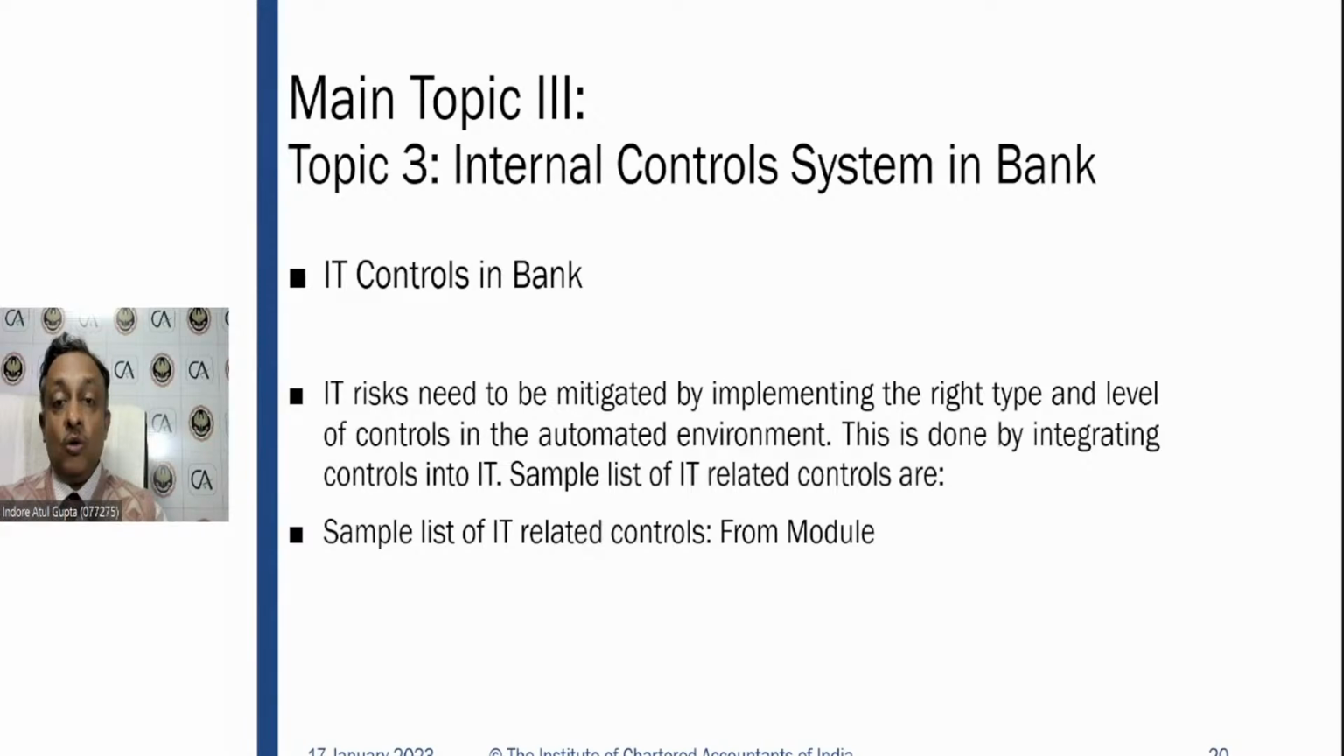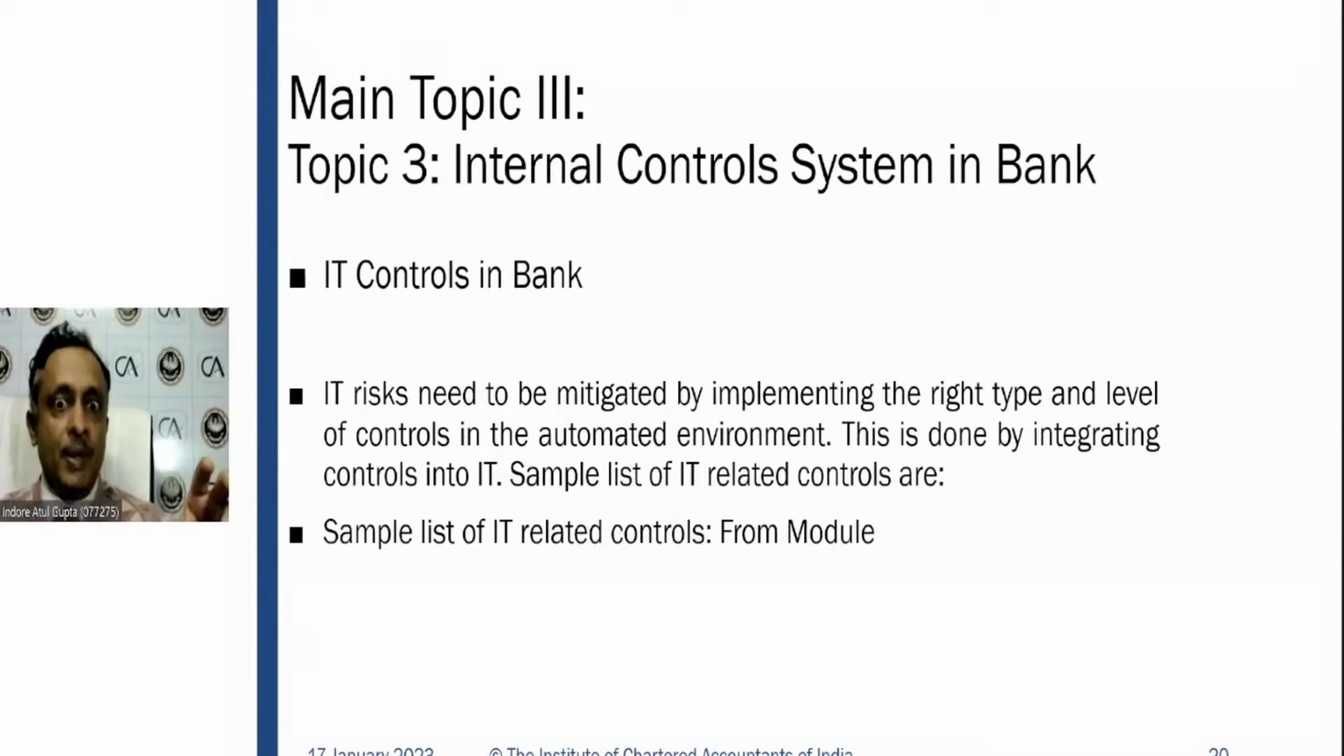Then IT risk needs to be mitigated by implementing the right type and level of controls in an automated environment. This is done by integrating controls into IT. A sample list of IT related controls, I'll read the sample list from the module. Now just understand that because technology is what is there, technology related controls have to be put in place in the bank system.